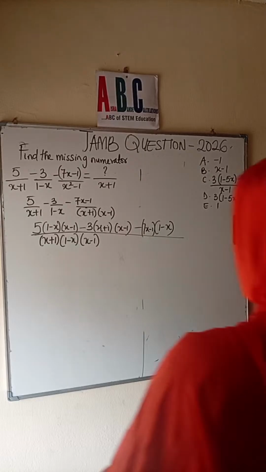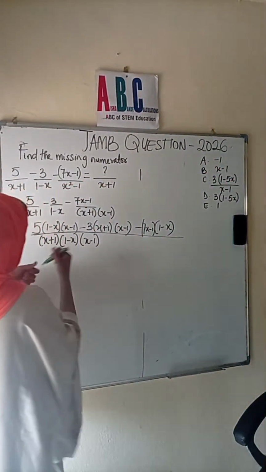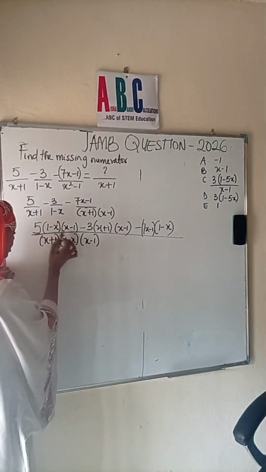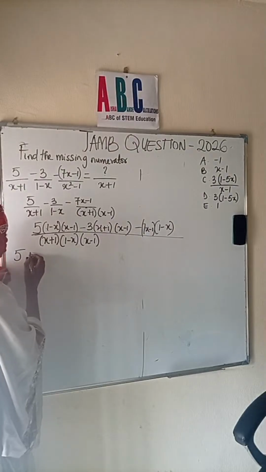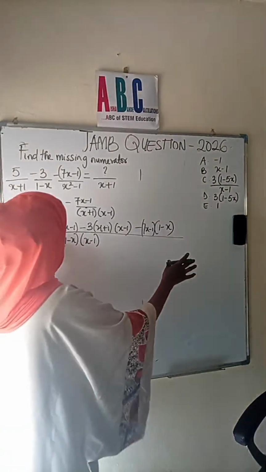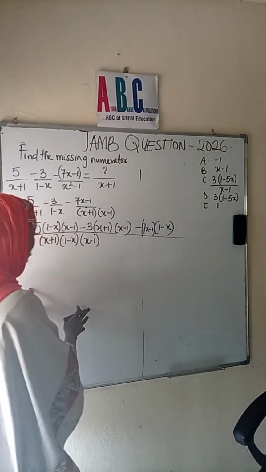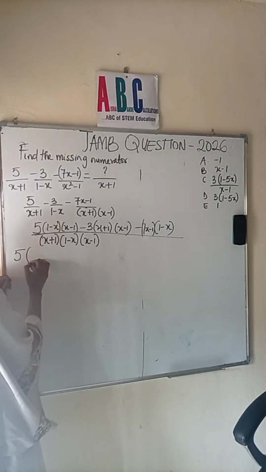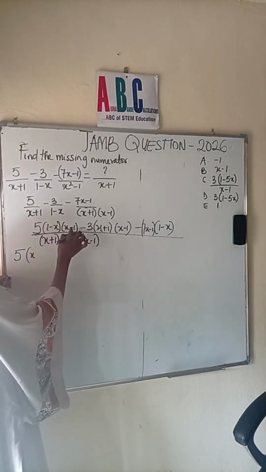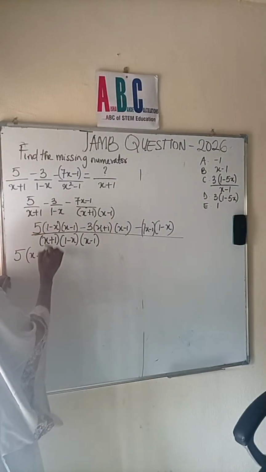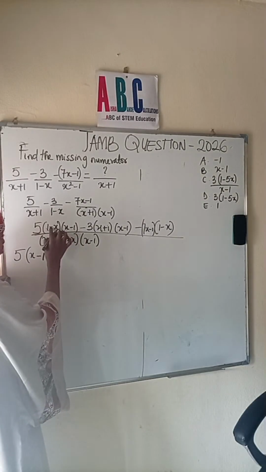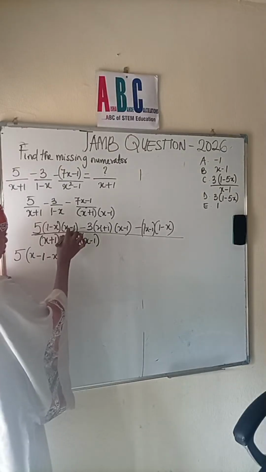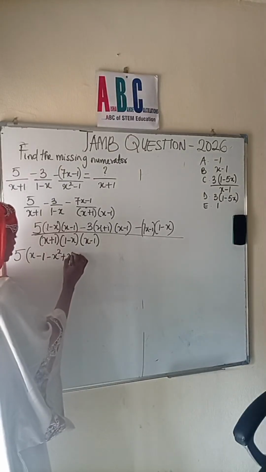Okay, so now what we are going to do next is to expand. Now let's expand these brackets. Let's leave out the 5. So we have 5 here. 1 times x will give me x. 1 times minus 1 is minus 1. Minus x times x is minus x squared. Minus x times minus 1 is plus x.